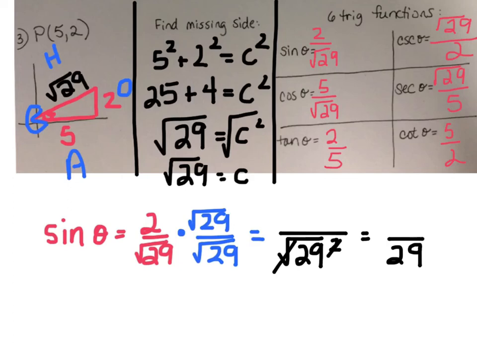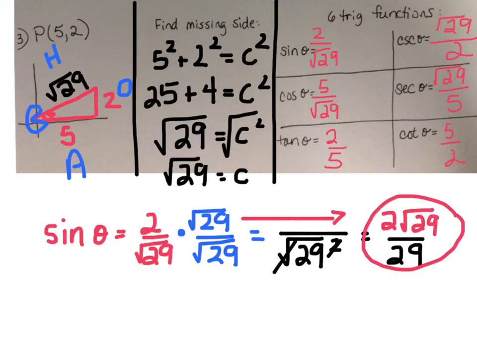So don't waste the time trying to type it in the calculator. And the top, we just multiply 2 times square root of 29, and since both of those are not roots, they're not alike. Don't multiply them, combine them. We'll just leave it 2 square root 29 over 29. So this is the proper format for sine.